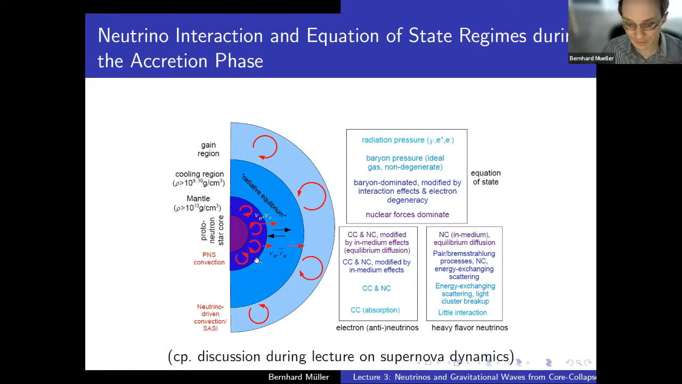And for that reason, the high density in-medium effects may not matter as much as they do in the later phase where the proto-neutron star is cooling and matter has time and the neutrinos have time to diffuse out. There, the in-medium effects will have a much bigger impact than during the accretion phase. This is not to say that the in-medium effects are negligible during the accretion phase. They actually do affect the game quite a bit, but not nearly as much as during the cooling phase.